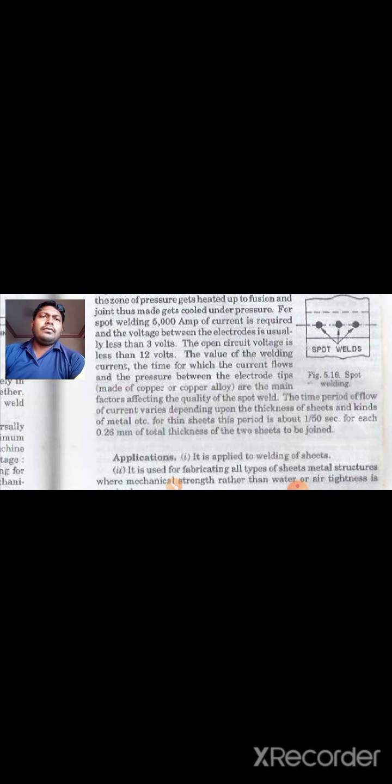The time period of flow of current varies depending upon the thickness of sheet and the kind of metal. For thin sheets, this period is about 1 by 50 seconds for each 0.26 mm of total thickness of the two sheets to be joined.